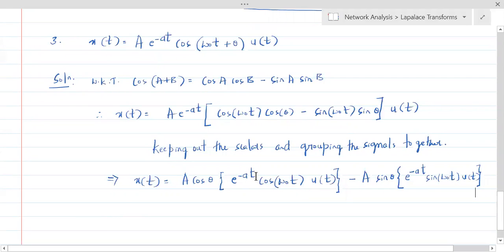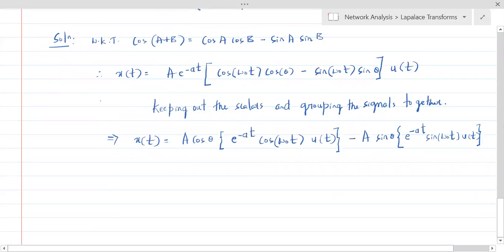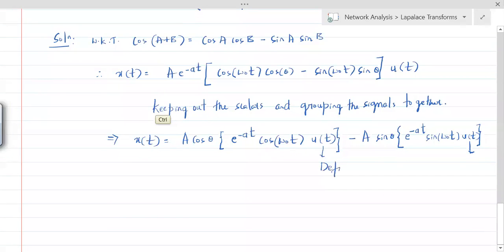Understand that? Okay, now here, if you write u of t or if you don't write u of t, then also it's fine. U of t, okay, in both the places. What they do, they just define the range, from 0 to infinity. Understand that? So this u of t is just a range defining function.